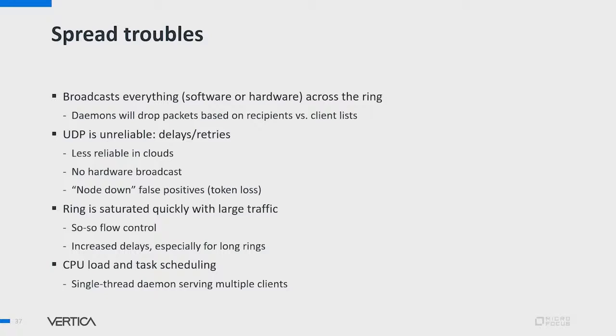At the same time, in clouds, we lose hardware broadcast because clouds don't support multicast or broadcast for UDP packets. So that means that when sending a UDP packet to multiple nodes, we have to send it one by one, effectively duplicating it for each node we are going to send to.